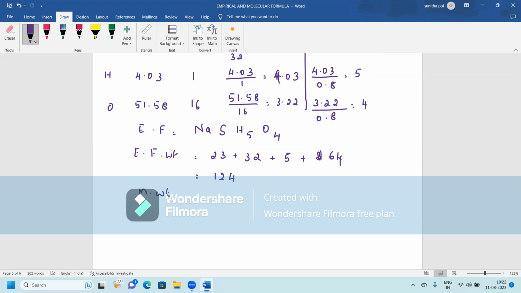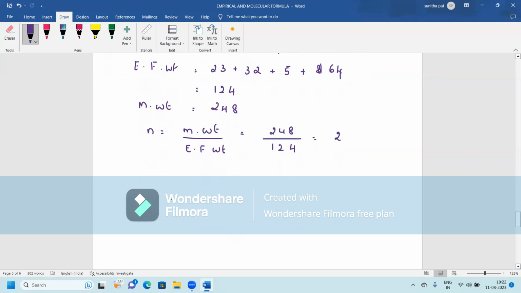Next, molecular weight is given to us, which is 248. N is to be calculated. N is molecular weight divided by empirical formula weight, which is 248 by 124. That is equal to 2. And then finally, what we know is empirical formula repeated n times. Here, empirical formula repeated 2 times is the molecular formula.